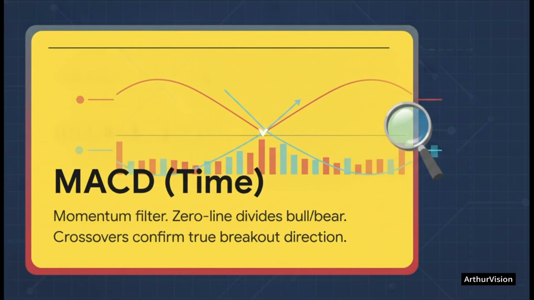But here's the catch. Relying solely on a Bollinger breakout will often get you trapped in false signals, especially during a choppy, directionless market. And that is exactly where our time element comes in, the MACD. The MACD is our ultimate momentum filter. The zero line on the MACD is basically a matter of life and death. It divides the strong bulls up above from the weak bears down below.